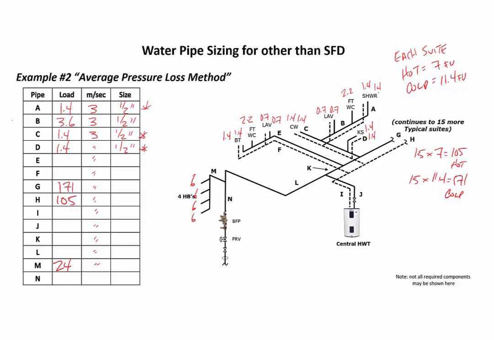E is distribution. Total on E is 4.3 fixture units. Again, we said up to 8 fixture units, we could use 1/2 inch for distribution at 3 meters per second. F is 2.1 fixture units, 1/2 inch. Okay, and then we get to G, we said was 171 fixture units.